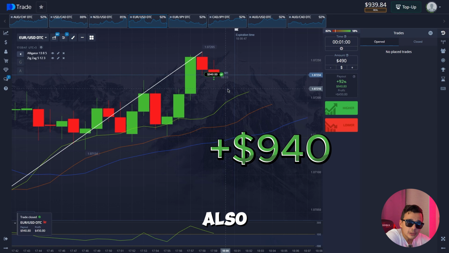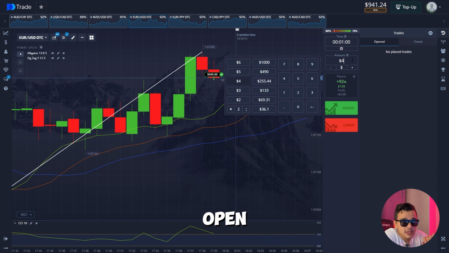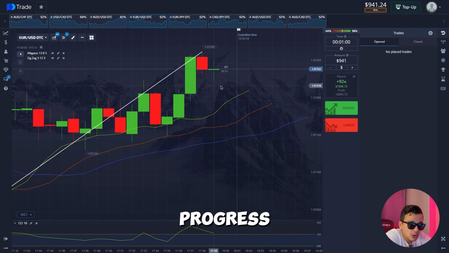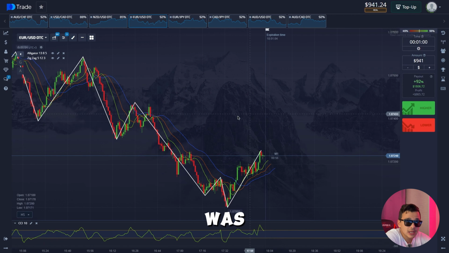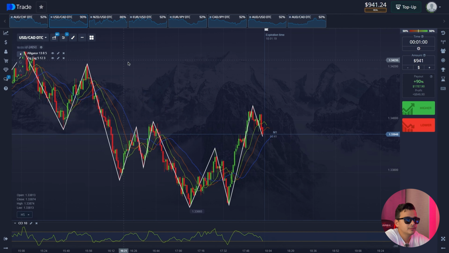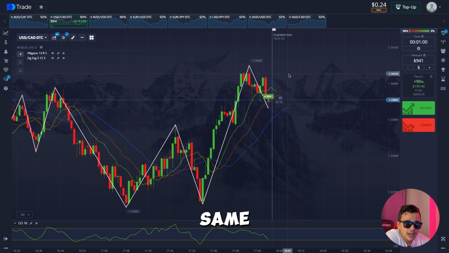And we also close the deal in the plus side, despite the fact that we opened the trade at the wrong level. We should have opened it here. Nevertheless, as you can see, the pullback is still in progress. And overall, the trade was absolutely correct. Let's pick up the next currency pair and consider some other entry into the trade. Here we will open a deal on the rise. Just here is the same entry point.